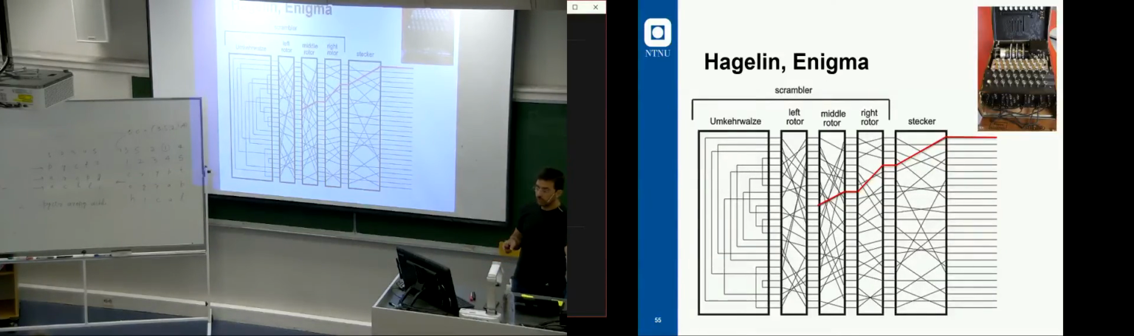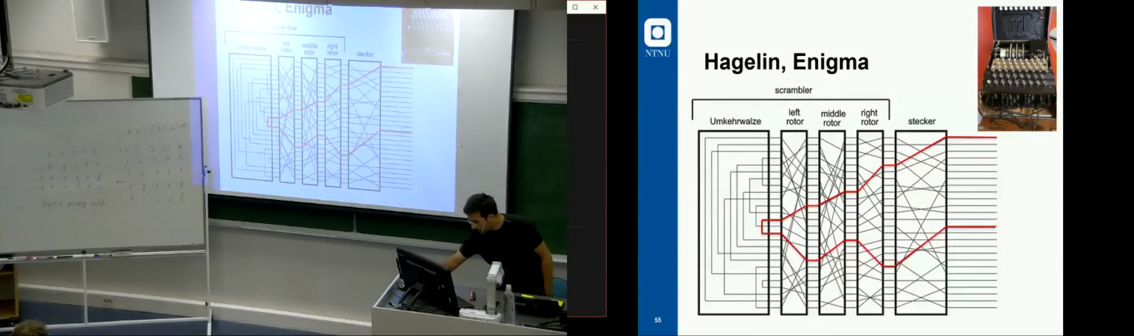Once you hit a key, it will give you the answer and then it will rotate. Next time it will be different. This way, for example, if I hit A, it might come out as some other letter, and the next time a different one. So this is the functioning, how these rotors work.